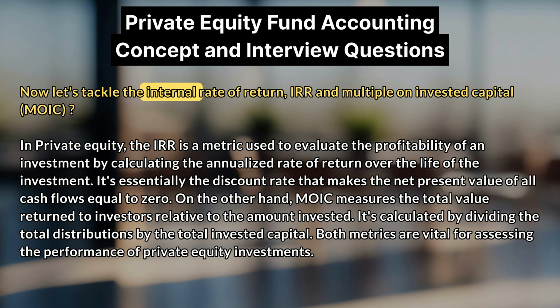Now let's tackle the internal rate of return (IRR) and multiple on invested capital (MOIC) in private equity. The IRR is a metric used to evaluate the profitability of an investment by calculating the annualized rate of return over the life of the investment. It's essentially the discount rate that makes the net present value of all cash flows equal to zero. On the other hand, MOIC measures the total value returned to investors relative to the amount invested. It's calculated by dividing the total distributions by the total invested capital. Both metrics are vital for assessing the performance of private equity investments.